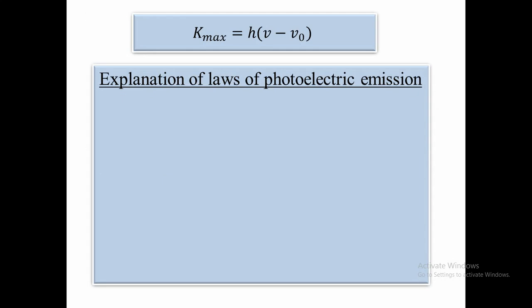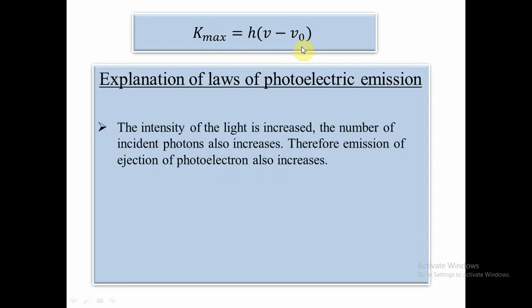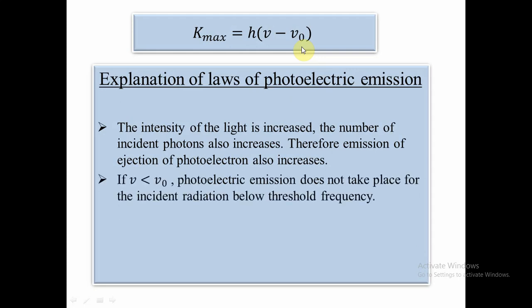Explanation of laws of photoelectric emission. By using this equation, Einstein explained the experimental study of the photoelectric effect. According to him, if the intensity of the light is increased, the number of incident photons also increases, therefore the ejection of photoelectrons also increases. This means that intensity is nothing but the number of photons incident on the metal surface per second. That means as the number of photons increases, the liberation of photoelectrons also increases, therefore the photoelectric current also increases.